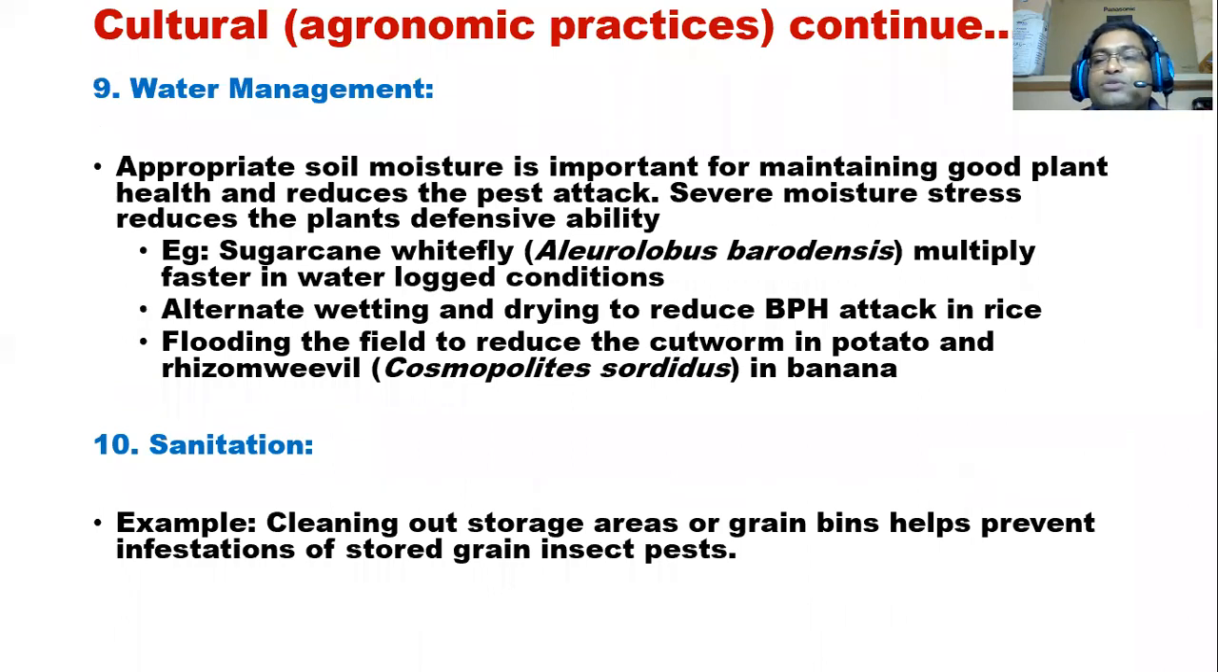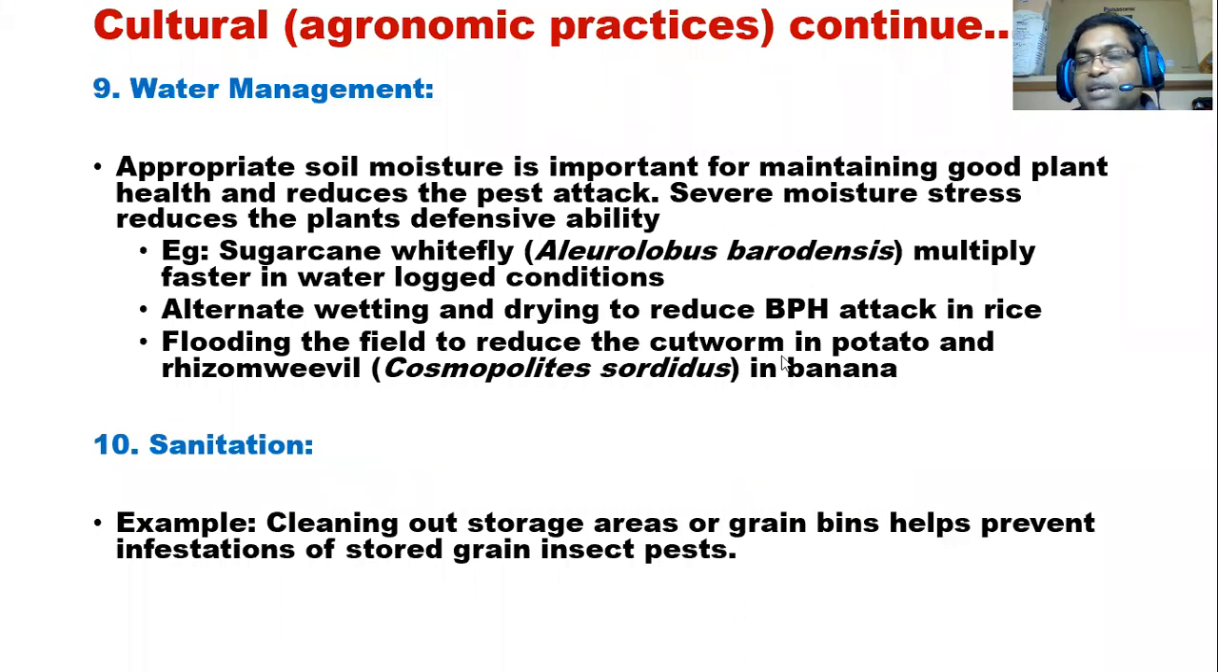Next, water management. Water management is also an important cultural aspect. You can easily reduce many of the crescent stages and life stages of the pest. For example, if you are cultivating banana and you expect your field to be highly infested with banana pseudostem weevil and rhizome weevil, then flood your land and drain it the next day. You can reduce the banana rhizome weevil attack, Cosmopolites sordidus.